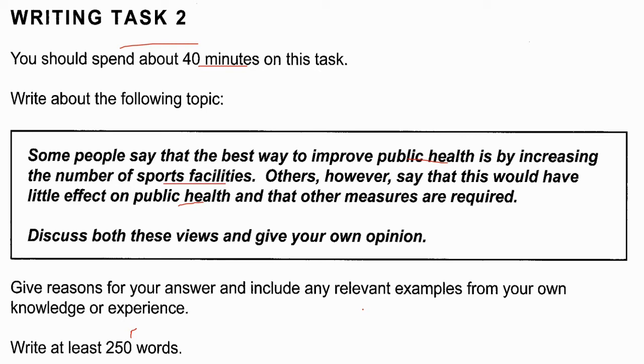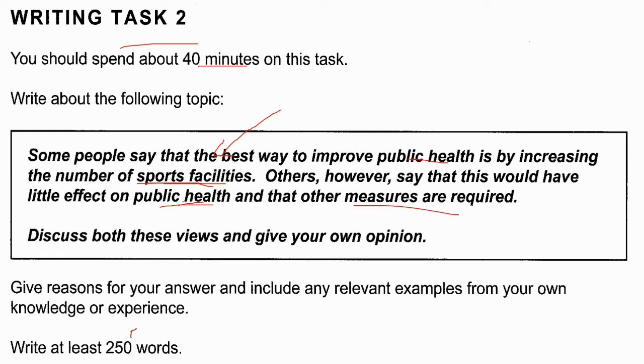So some people say that the best way to improve public health is by increasing the number of sport facilities. But there are a few things which you can also add, like sport facilities are good, but you can also have instructors, good instructors, and a zeal to play sports, and that comes from school, that comes from people around you, and also your health concern. Others, however, say that this would have little effect on public health and other measures are required. And what other measures are, you can also point that.